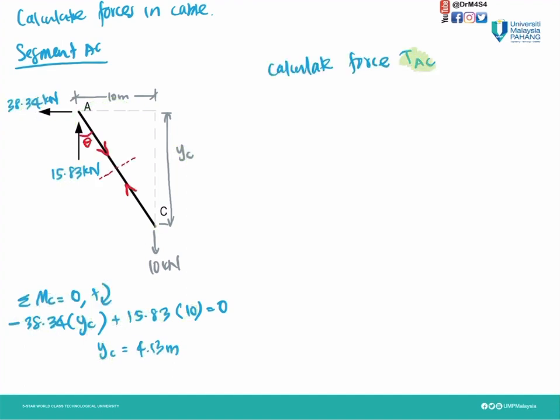Then we need to calculate force TAC. Please remember, the forces in the cable are in tension. Therefore, this is the sign of tension in the cable. So we cut it in half, and this is how it looks. Here we don't know yet what the angle is. As you can see, this force is going up and this is going out here. That means the force in the cable is this way.